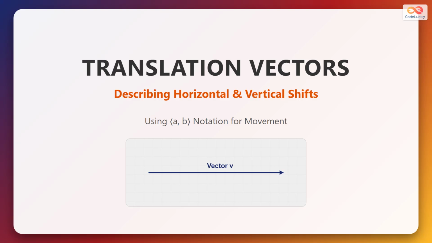Welcome to this lesson on geometry. Today, we are going to talk about translation vectors and how we can use them to describe horizontal and vertical shifts. We will learn specifically about the component form notation using angle brackets.